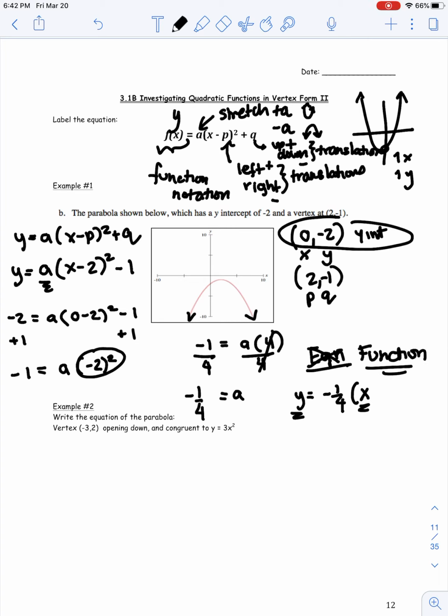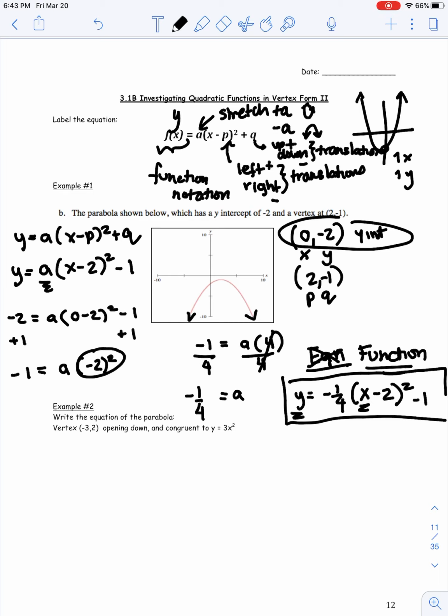So remember how our p-value was 2, so we have (x - 2) squared, and then we have -1 for our q value. This is what they're looking for when they say that they want the function or equation that matches the parabola shape. Okay, so you can always check by graphing this. It should look identical to the picture that they gave you, going through the y-intercept of -1 and the vertex of (2, -1).